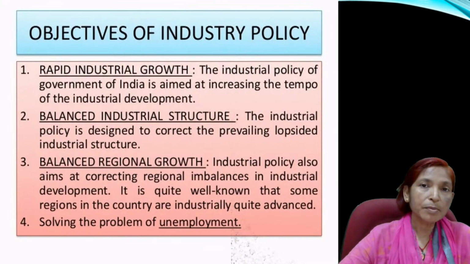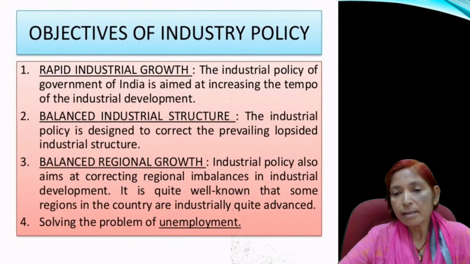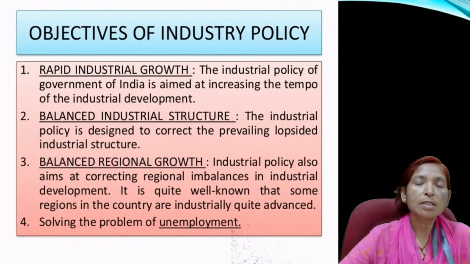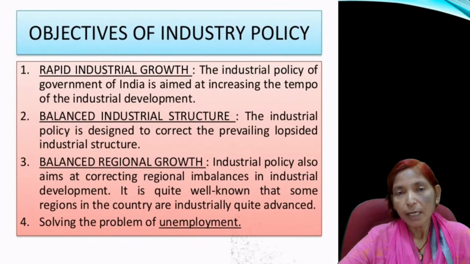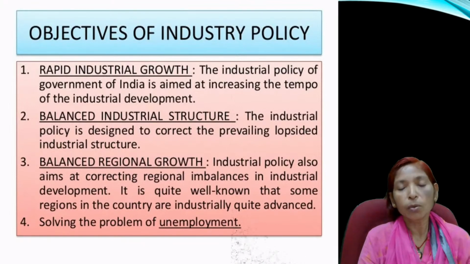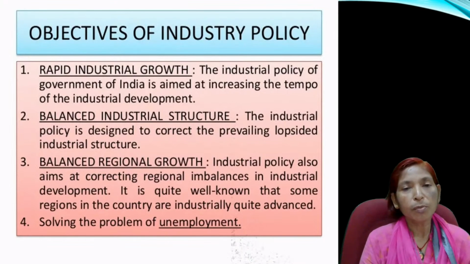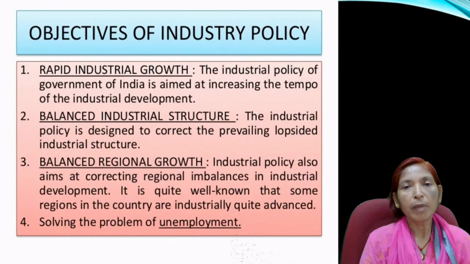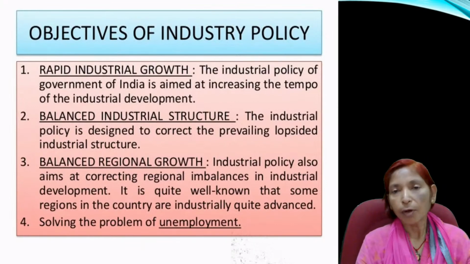And balanced regional growth is a very important objective of the industrial policy. Industrial policy also aims to correct regional imbalances in industrial development. It is quite well known that some regions of the country are industrially well advanced and some are really very backward. So if we want to achieve balanced regional growth, then industrial policy should be framed in this way so that we can achieve this set target. And solving the problem of unemployment, these are the main objectives of industrial policy.